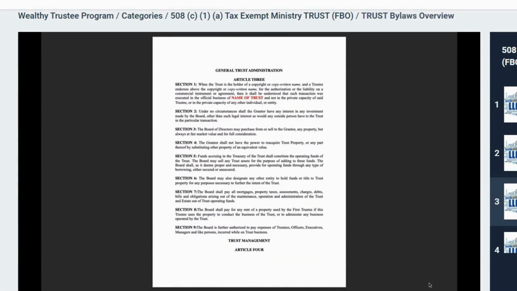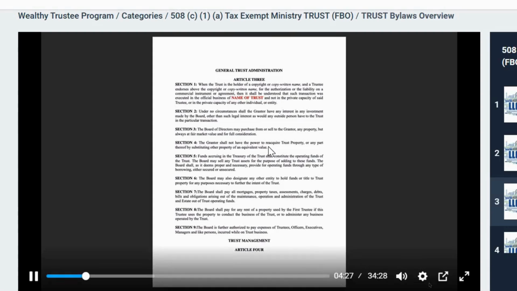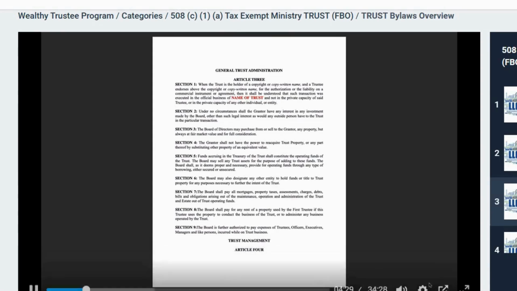Article 3, Section 1. When the trust is the holder of a copyright, the trustee endorses the above copyright for the authorization or the liability on the commercial instrument or agreement. Section 2. Under no circumstance shall the grantor have any interest in any investments made by the Board of Trustees or the trustee on behalf of the trust.